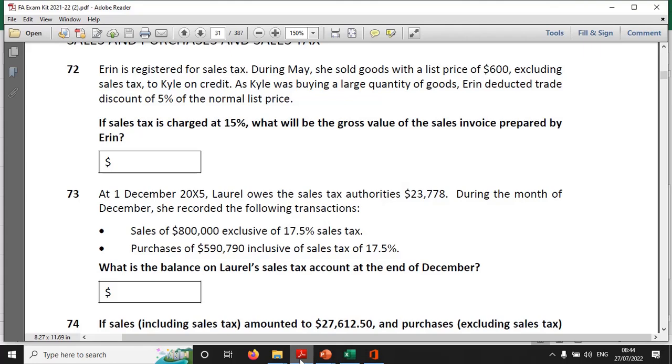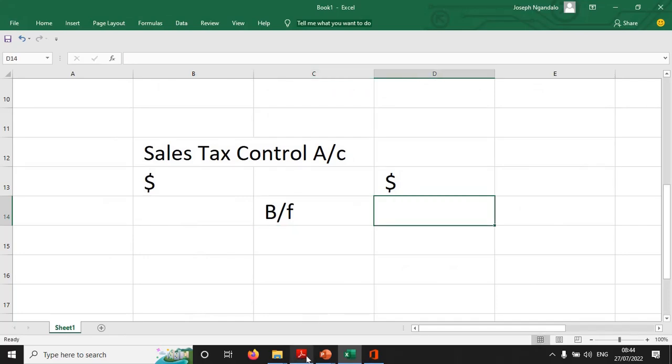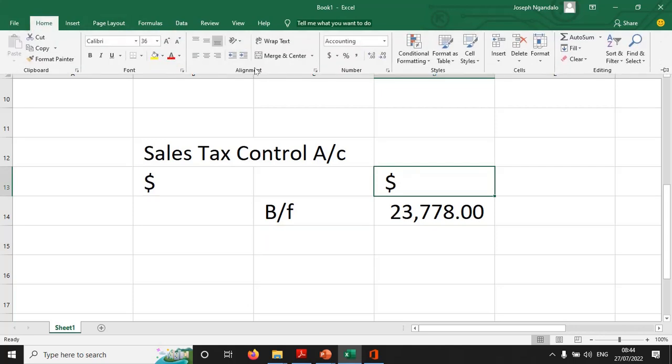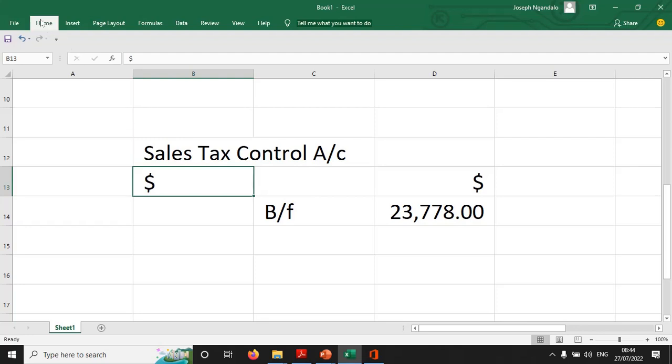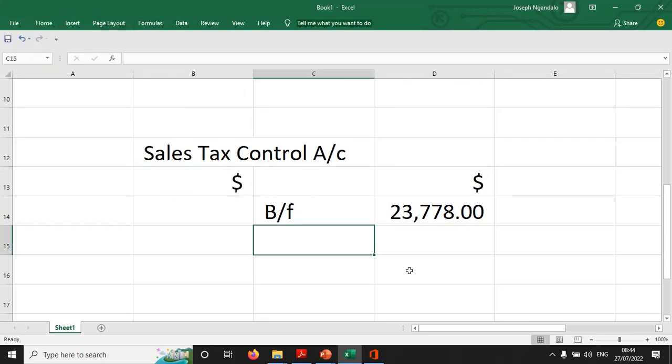73 says L'Oreal owes the tax authorities, meaning that this should be a credit. How much did you owe? 23,778, right? All right. So you bear with us. Okay, so let's proceed. Where do we go from there?